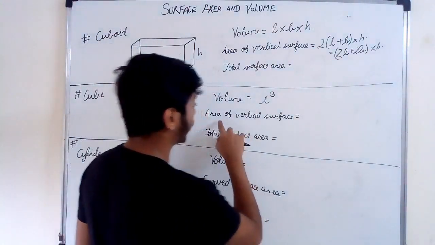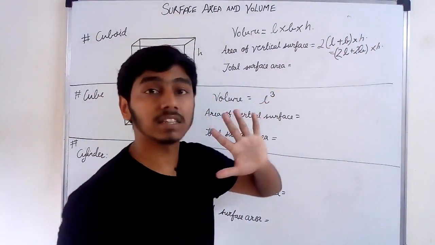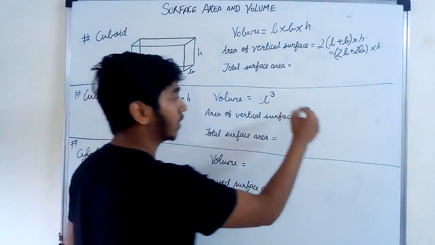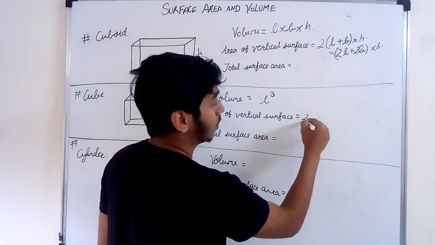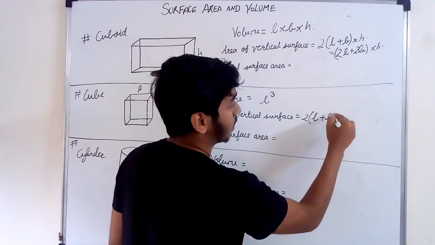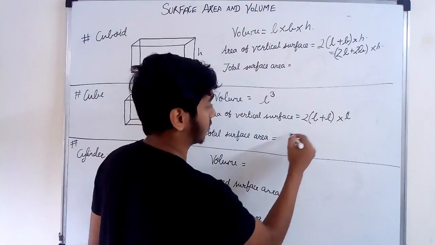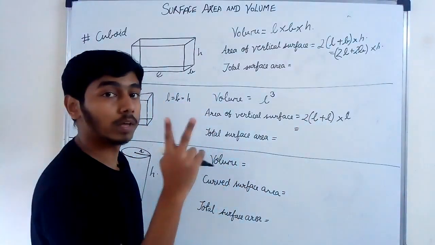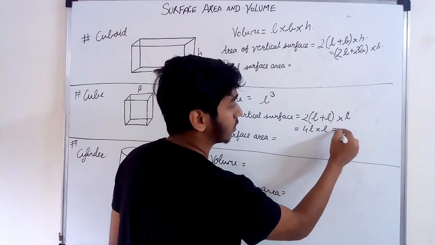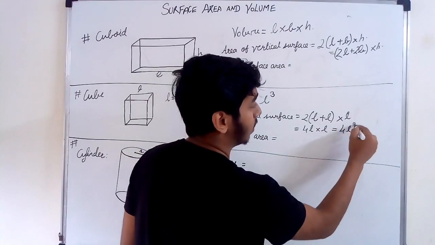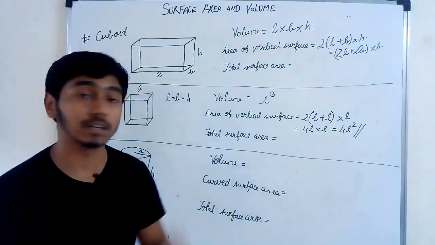Now how to find the area of the vertical surface for a cube. You know that L, B and H, all three are the same. So substitute L, L and L. What do we get? 2L plus L into L. L plus L is 2L. 2L into 2L is 4L into L, and 4L into L is 4L square. So this is what we get: 4L square is the area of the vertical surface.